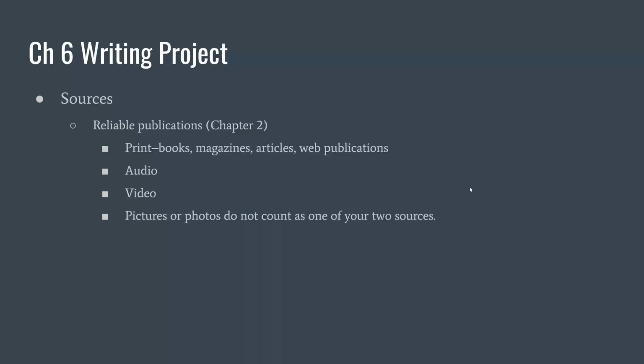So when I'm talking about sources, of course, go back to chapter 2 if you don't remember. In general, I am talking about print, audio, and video. These could be books, magazines, articles, or any kind of web publication that is considered reliable. If it's a research group who collects their own information, or maybe it's a press release related to your topic from that particular organization, something as close to a primary source as possible. And of course, this could include audio or video.